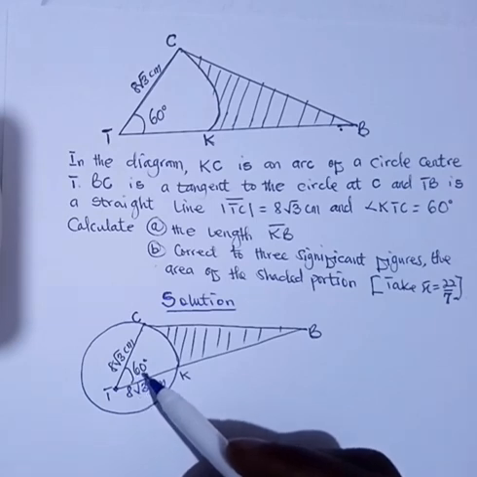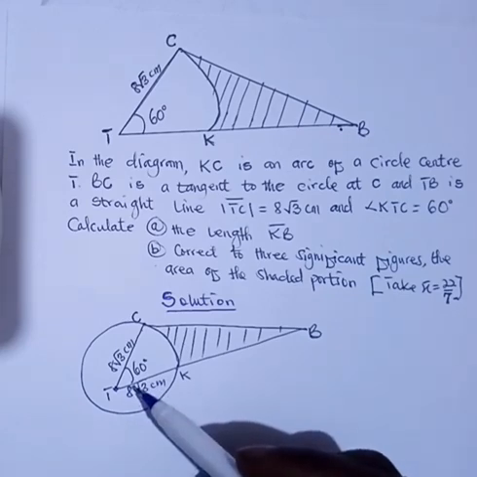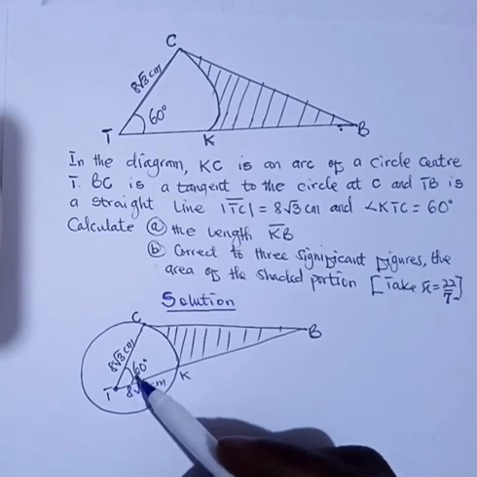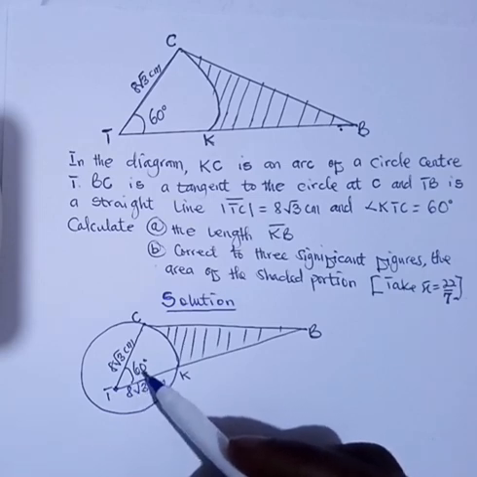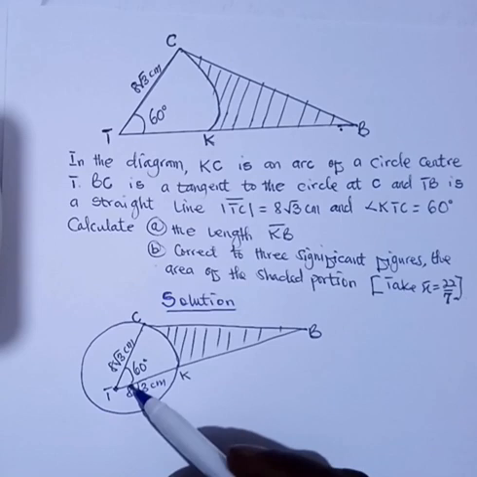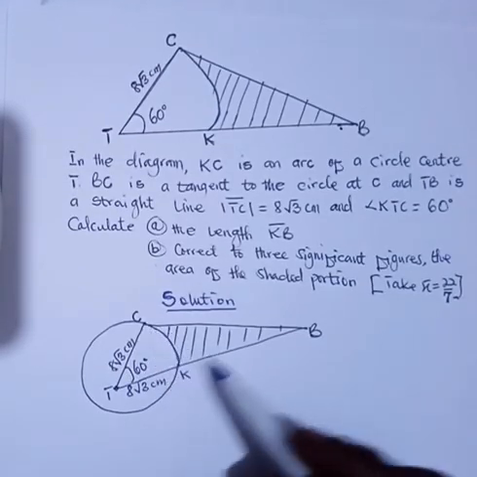The angle of the sector is 60 degrees. Remember that we have major sector and minor sector. By looking at this, you can see that the 60 degrees gives us what? The minor sector. So at the end of the day, we are going to deal with the minor sector. Good. So once we are able to identify this part as a sector, then we can move on.